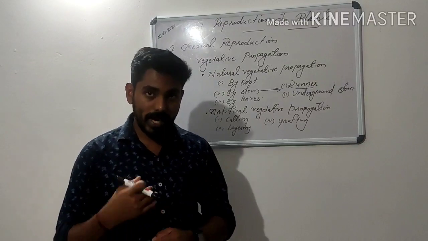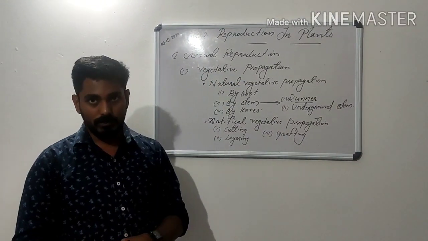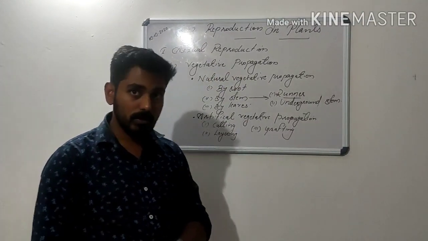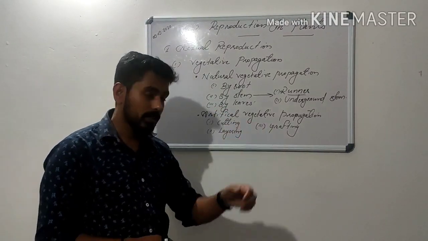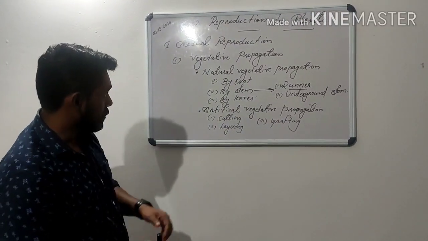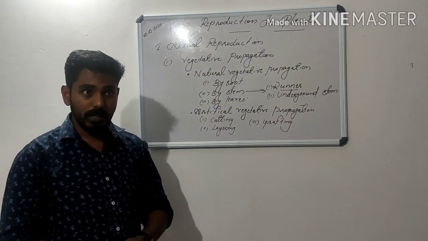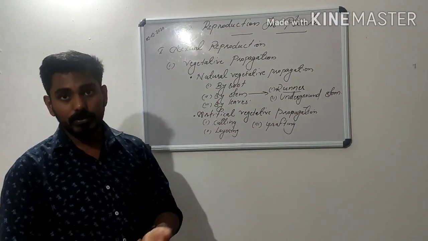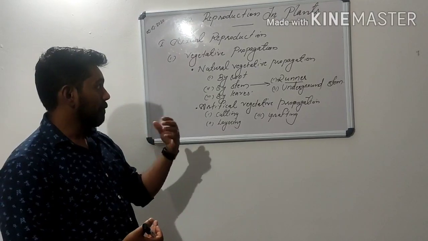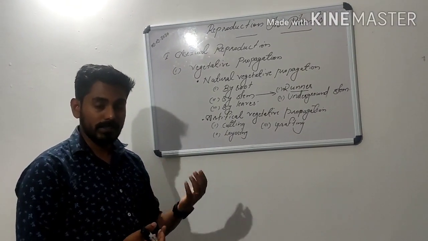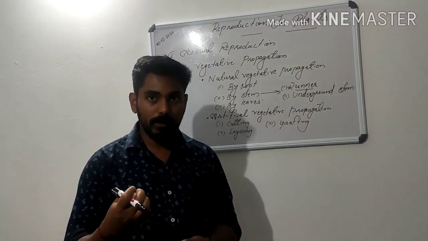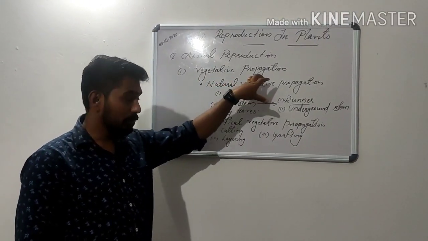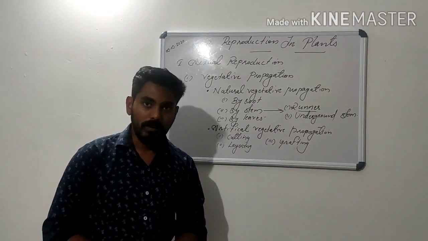Now I am going to explain vegetative propagation. Vegetative propagation is of two types. The first one is natural vegetative propagation, and the second one is artificial vegetative propagation. What do you mean by vegetative propagation? It is a type of reproduction where plants reproduce a new individual from the vegetative part of the plant, like stem, leaves, buds, and root. These are all the vegetative parts of the plants. That's why it is called vegetative propagation. It is a type of asexual reproduction.